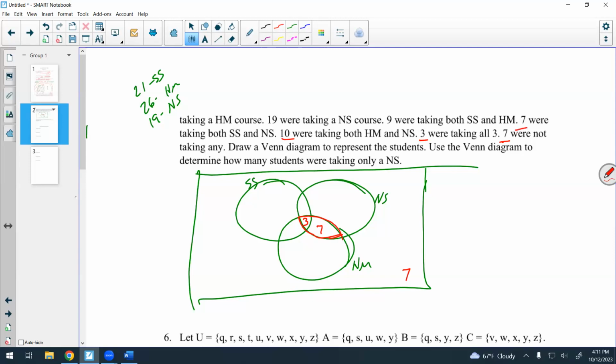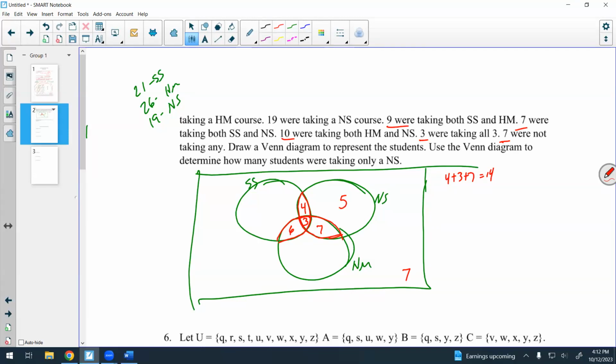Okay, 7 were taking social science and natural science. That's this here. And there's 3 of them, so 4. Then we have 9 taking social science and humanities. That's this group here. I already have 3, so this is 6. And now we go to our list. Natural science has 19. Well, we've accounted for 4 plus 3 plus 7, which is 14. So how many are left out of 19? 5.